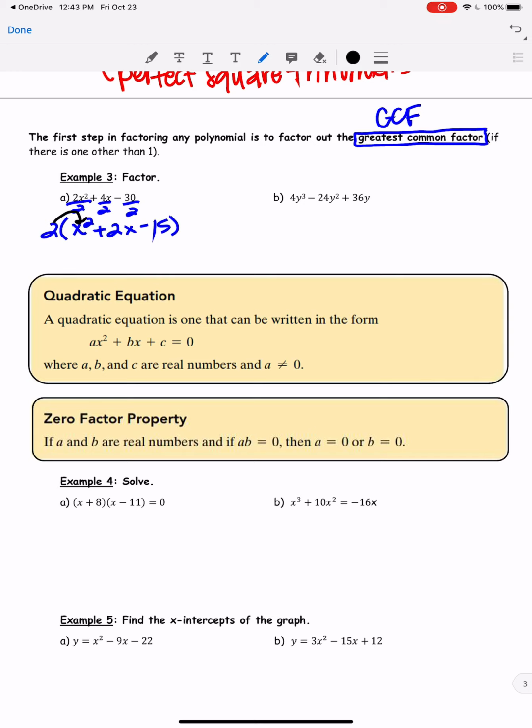So 2 times x squared gets me back to that 2x squared. 2 times 2x gets me back to that 4x. And 2 times a negative 15 gets me back to that negative 30.